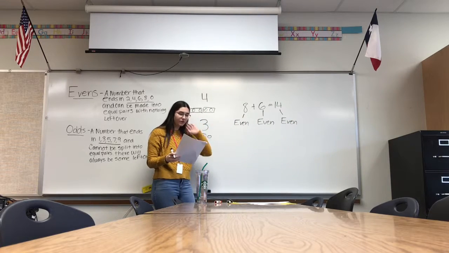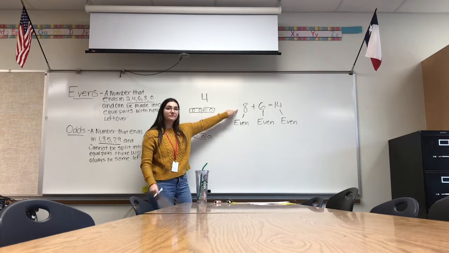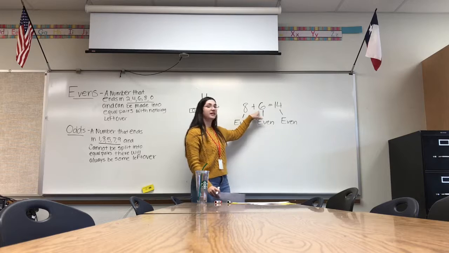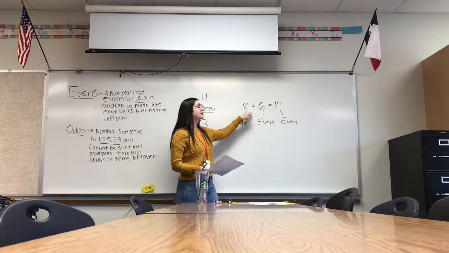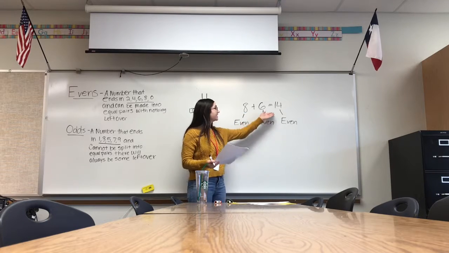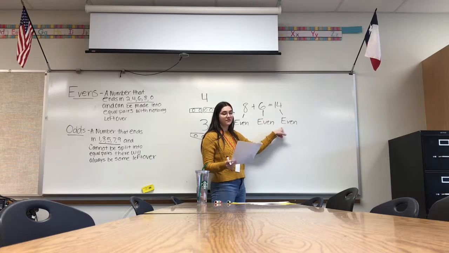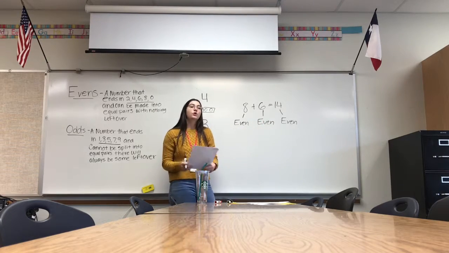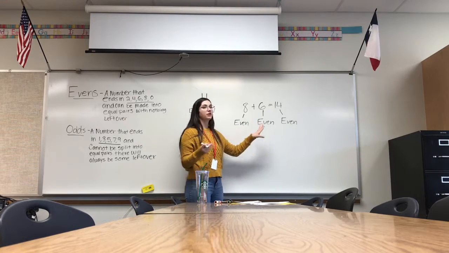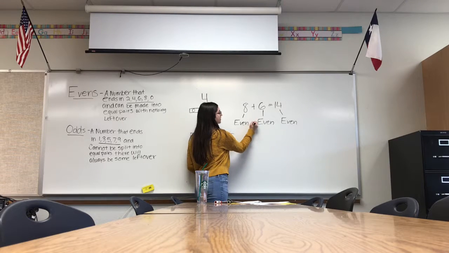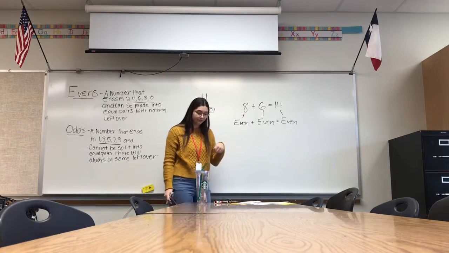Okay, so our step 1 is to look at the first number. We figure out, is it odd or even? Step 2 is to look at the second number. Figure out if it's odd or even. Step 3, add the two numbers together and then write down your answer. Step 4 is to write whether your answer is odd or even. And then step 5, we're going to write down the problem. So you'll write down what your problem is. So this one is an even plus an even is going to equal another even.